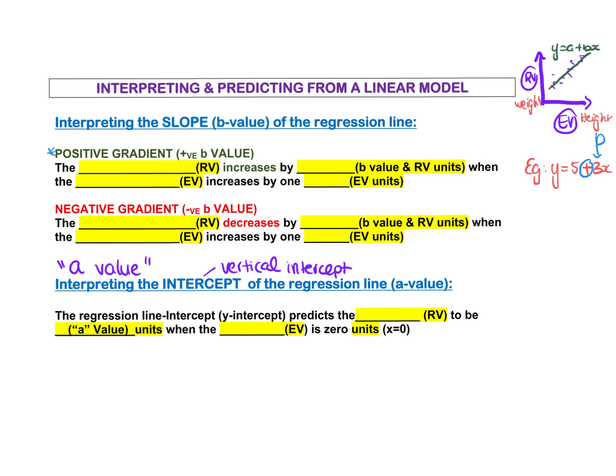All right. If you have to interpret that, in my little example, what's the A value up there? It's 5. I would say the regression line intercept predicts, if I was using the weight, to be 5 kilograms when the height is 0 centimetres. So you just have to use that template and practice it.